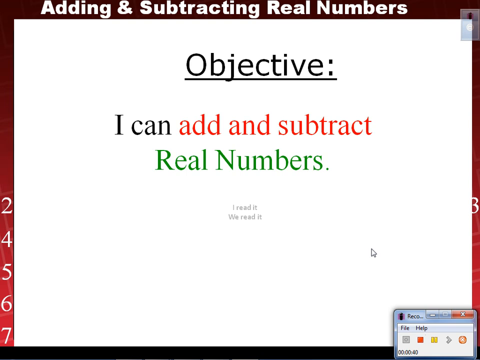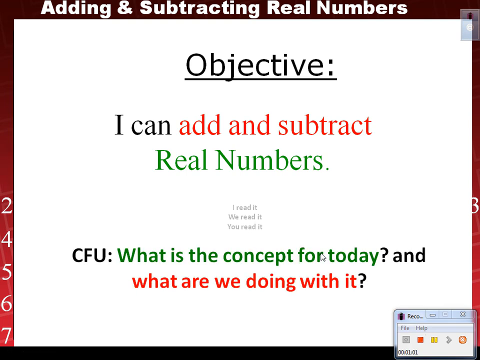All right, here we go. Our objective for today: I can add and subtract real numbers. 3 together. 1, 2, 3. I can add and subtract real numbers. So we started our school year with integers. Now we're going to get into what we call real numbers.